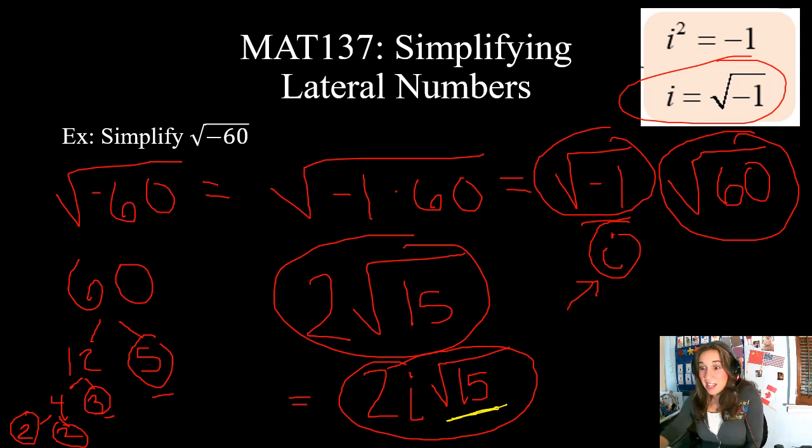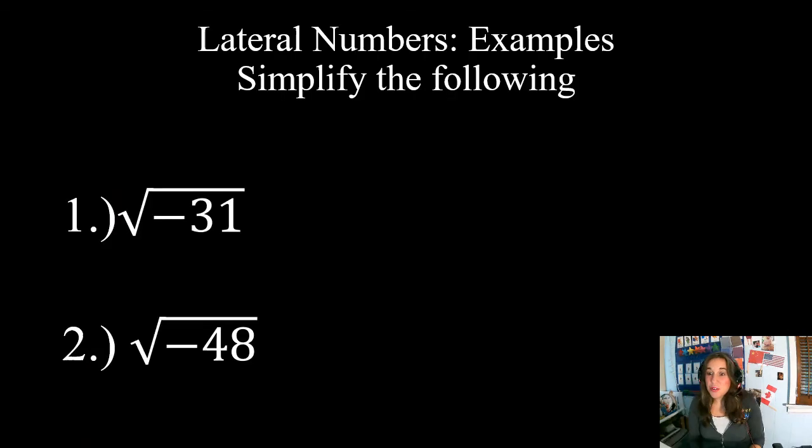Okay, so that's it. So now let's take a look at how we perform operations on complex numbers, imaginary numbers, I should say. So here are 2 examples for you to try on your own. Hopefully you find this pretty easy. Use that trick. Factor out a -1 underneath the radical because we know what the square root of -1 is. It's i, okay?